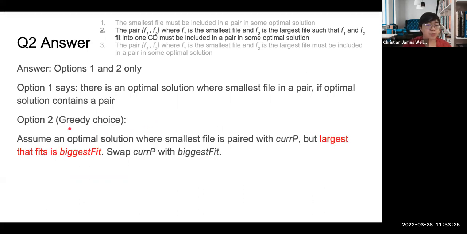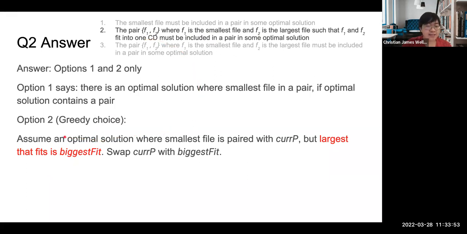But option 2 is the greedy choice argument. So option 2 says that you take the smallest file, F1. F2 is not the largest file. F2 is the largest file such that it fits. This is a subtle difference. F2 is the largest file that fits together with F1 into one CD.